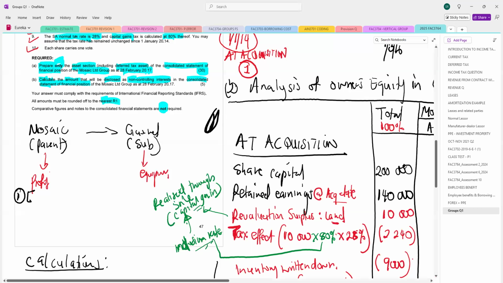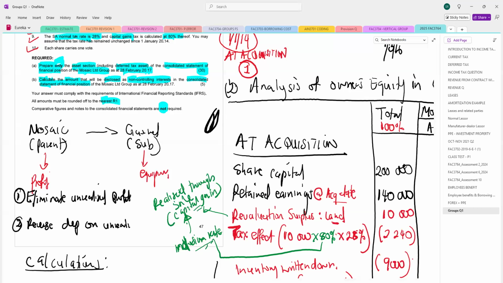Eliminate unrealized profits. Number 2, reverse depreciation on profits, on unrealized profits. So they'll tell you this one has now been realized. And then 3, tax effects on both, né?